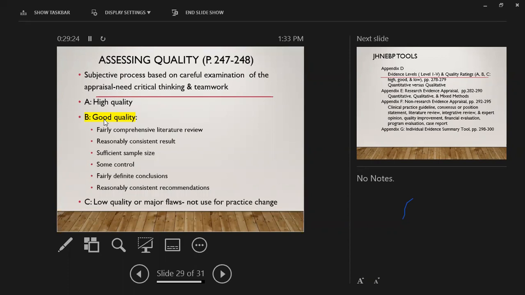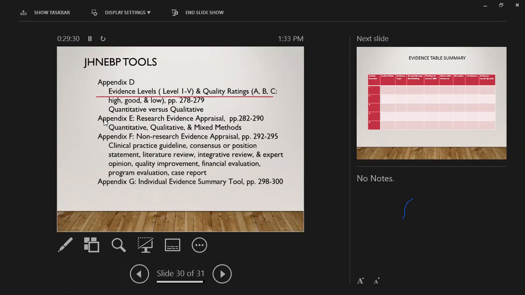Okay, this tool, I think we talked about this already, okay? I made this from your appendix, okay? If you go through this, you can find anything you want. Therefore, if you find a non-research article, go there, okay? If you find some quantitative, you have to find the page for you to appraise your article. Okay, you have to submit this.